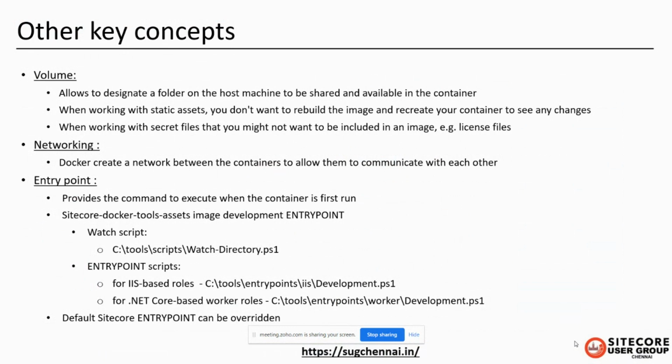Okay, so we have entry point. Entry point provides the command to execute when the container is first run. All Sitecore runtime images have a default entry point configured as part of the Dockerfile instruction, so the images are ready to run. You can find the Docker default entry point of any image with the docker inspect command. So you can explore: docker inspect, and you can give the image or container name. Then you can find all the details. Watch script and the companion entry point are just what is included in the tools image. So you can explore this tools image and find all these details.